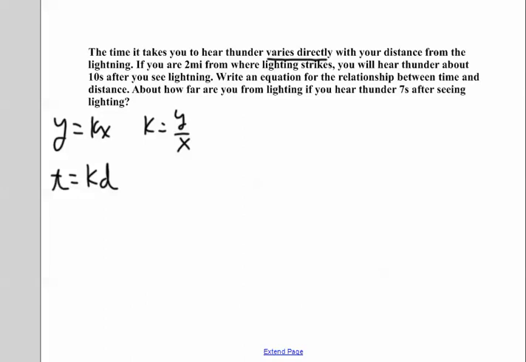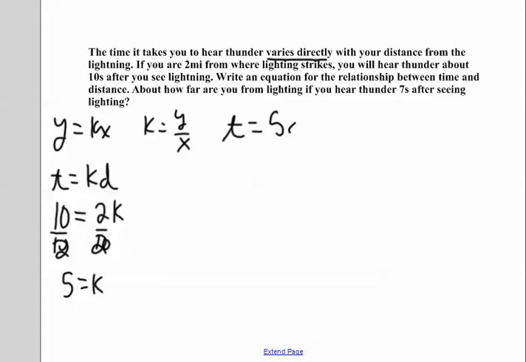So if you look at this, you have time. Which one of these involves time? If you are 2 miles from where lightning strikes, you will hear thunder about 10 seconds. Well, the 10 goes in for time, and then 2 goes in for the distance. So now you have 10 equals 2k. So you divide both sides by 2. You get 5 equals k. That's your constant of variation. It is 5 seconds per 1 mile, if you want to think of it that way. So your equation is time equals 5 times d.